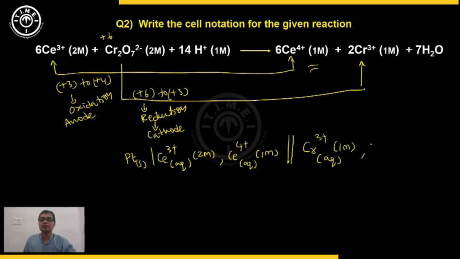Then next, comma, Cr2O7 2 minus. Mention its physical state, aqueous, and concentration 2 molar, what is given in the reaction, and the added acidic medium, H plus ion. Okay? It is also in aqueous state. Concentration here 1 molar. And you have to use an inert electrode, that is platinum, whose physical state is solid. Single vertical line. So this is the cell notation of this reaction. Just check it out.